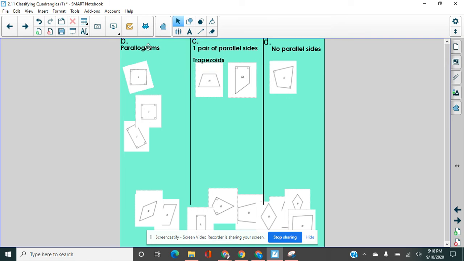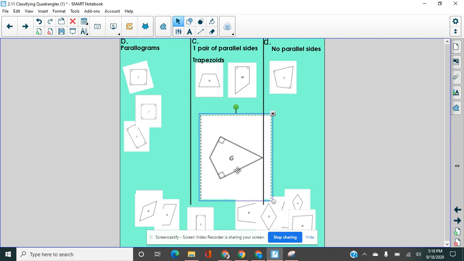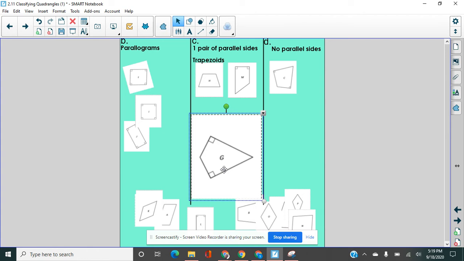1 pair of parallel sides, 2 pair of parallel sides, and then these over here, right? They're nothing special. Oh, don't tell them I told them they weren't special, but they're just regular quadrilaterals. All right, let's bring one out, and I'm gonna zoom it up so that you can try to decide where you think it goes. Do you think it goes with parallelograms, trapezoids, or none?